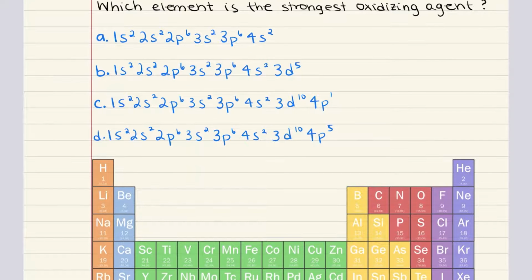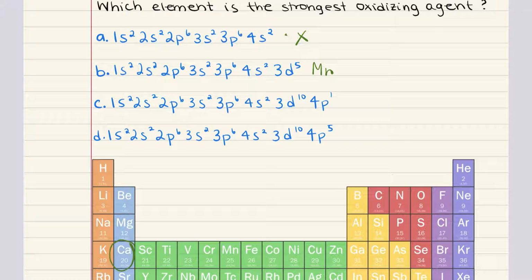So for answer choice A, this is the electronic configuration for calcium. Calcium is an alkaline earth metal. It tends to lose electrons rather than gain them, making it a poor oxidizing agent. Also, to keep in mind, it has a full 4s orbital, meaning that it can only gain an electron if it gains an entire subshell. So answer choice A is not what we're looking for. Answer choice B gives us the electronic configuration for manganese.